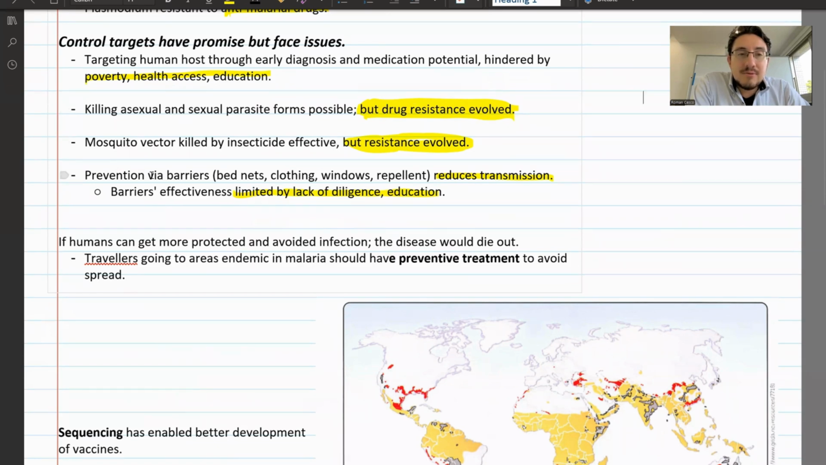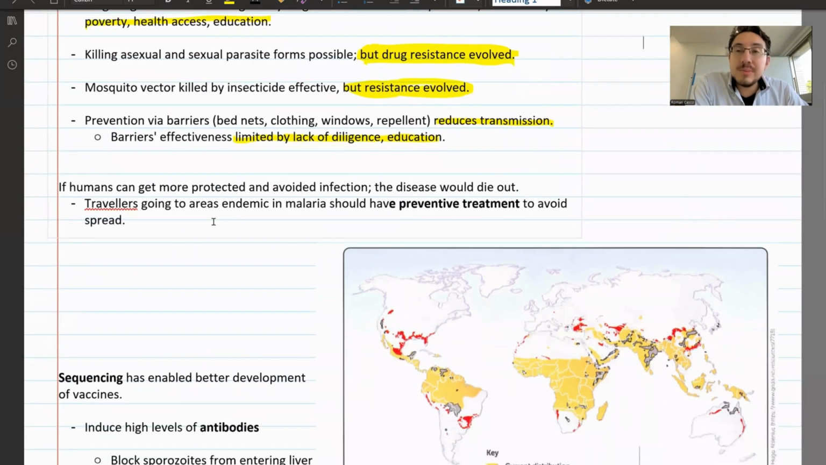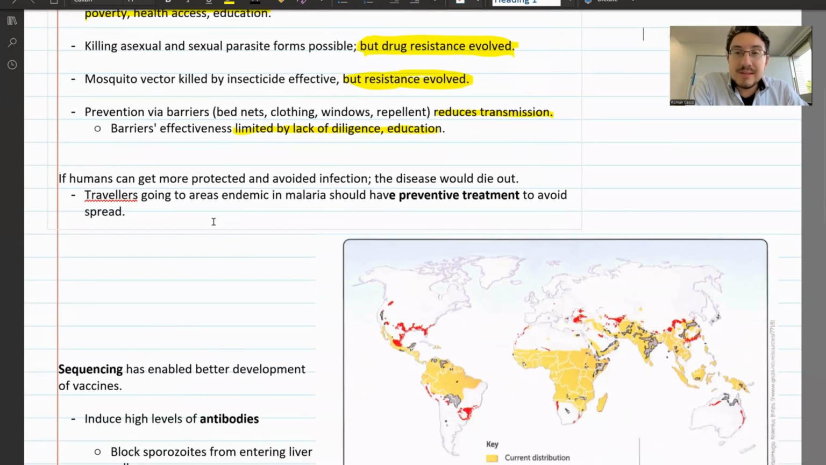Again, for the parasite and even for the mosquito, right? Where they can get resistance, right? So these two factors, while they work to some degree, if overused, you can have more and more resistance.